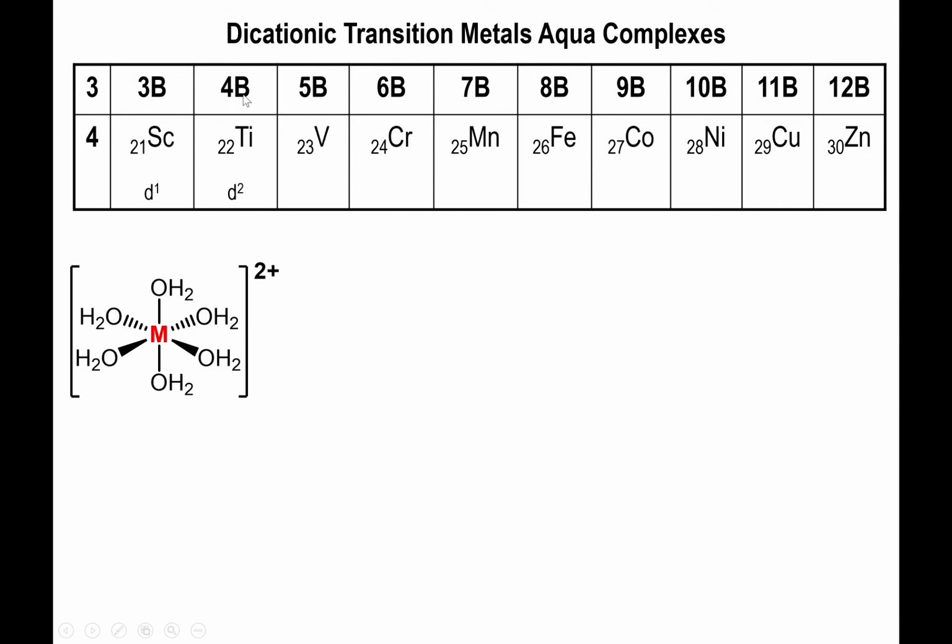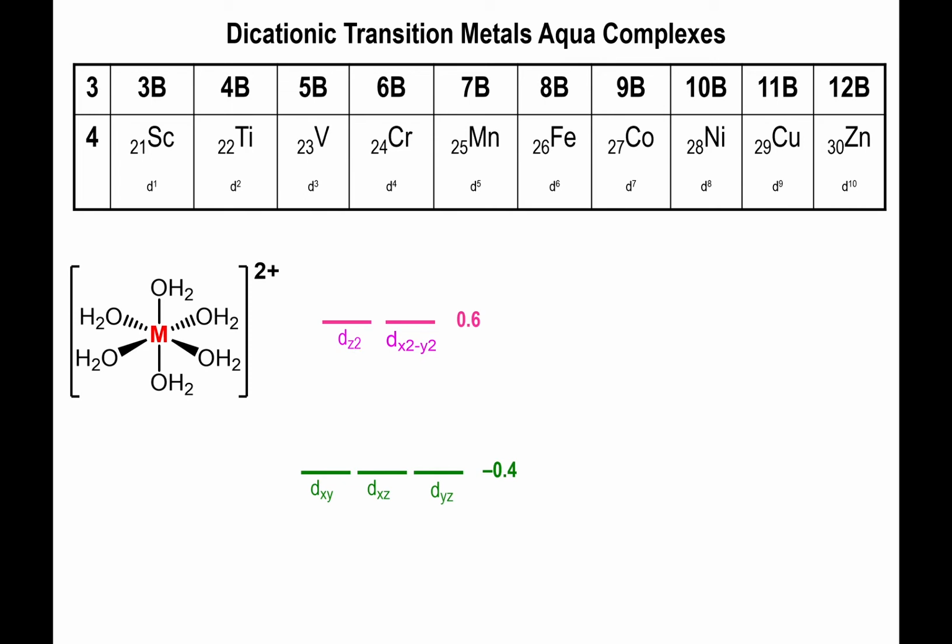For titanium, if you do the same subtraction, 4 minus 2, we'll have 2 d electrons. We'll have 3 for vanadium, 4 for chromium, 5 for manganese, 6 for iron, 7 for cobalt, 8 for nickel, 9 for copper, and 10 for zinc. And it's all based on the subtraction of the group number minus the charge of the metal, not the complex, but the metal.